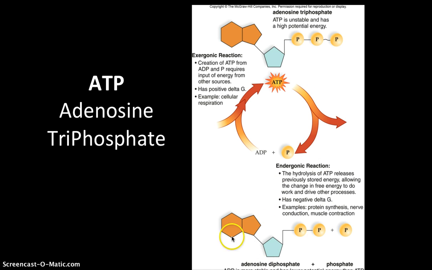Now we have adenosine diphosphate, which is the same thing, but now we have one less phosphate, and this is much more stable and has a lower potential energy than ATP. So we can't use ADP to do work. However, we can reattach this phosphate over here. Going this way is an endergonic reaction. Creating ATP up here from ADP and phosphate requires the input of energy from other sources. So this is where we need cellular respiration to make ATP, and we get that energy from glucose. This has a positive delta G because we are absorbing energy. And an example of this is cellular respiration.